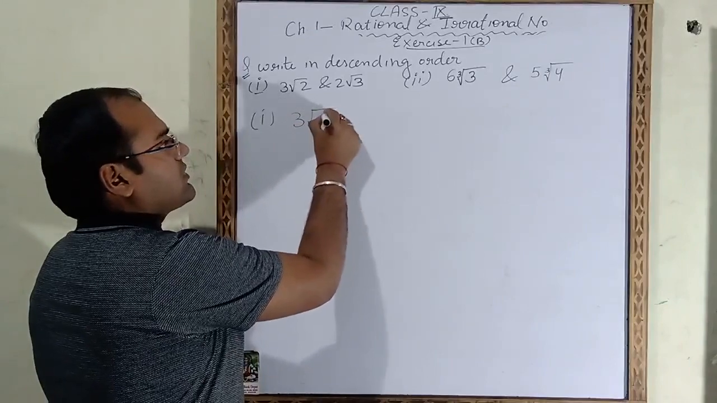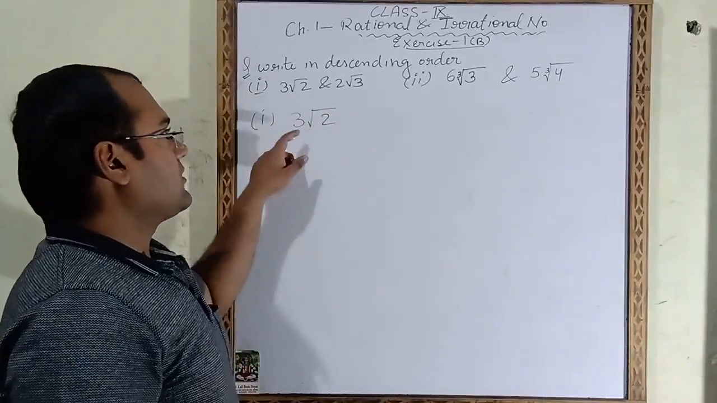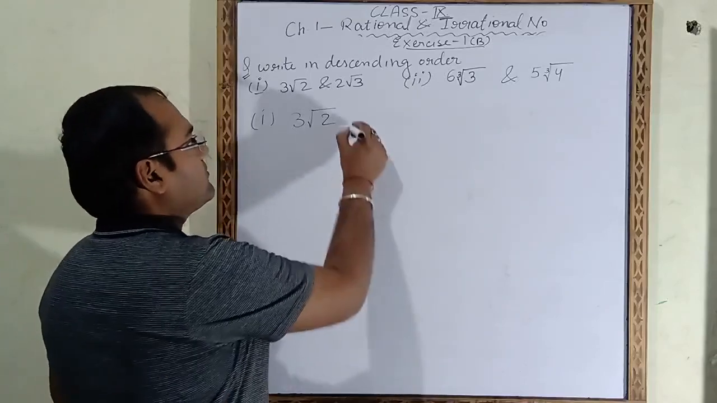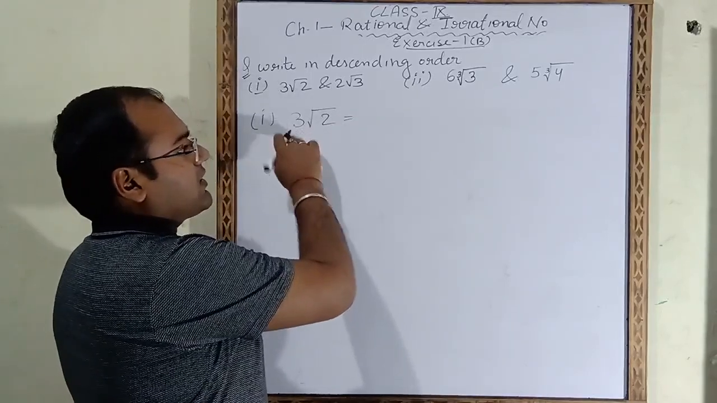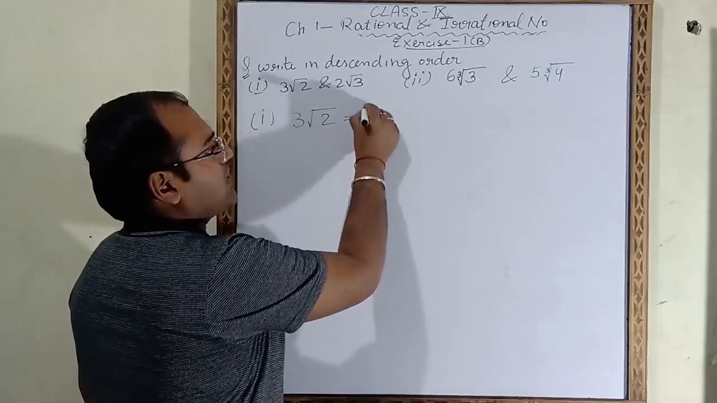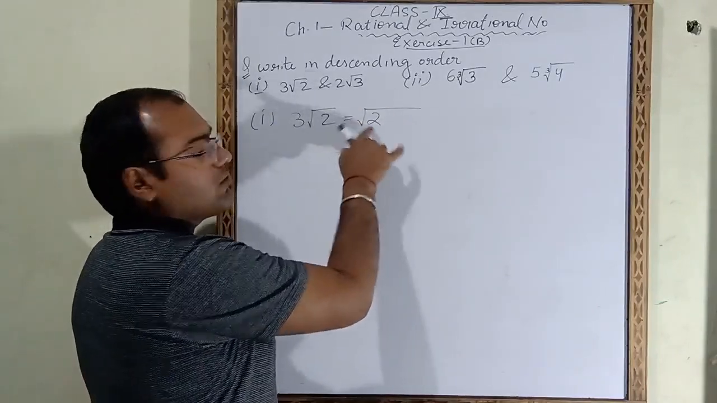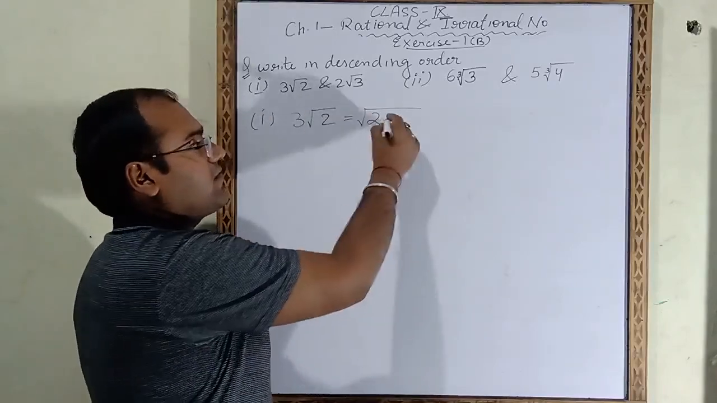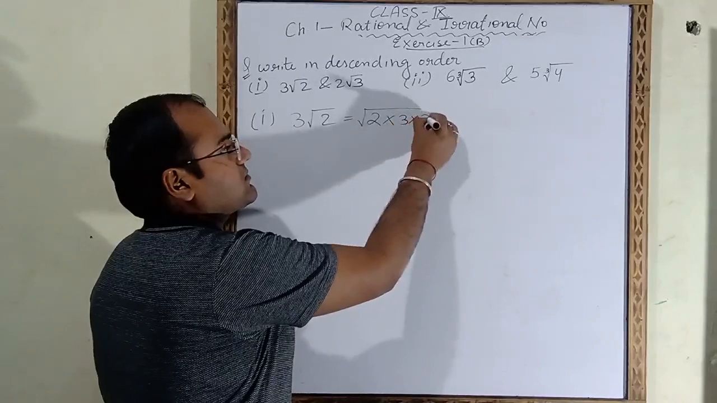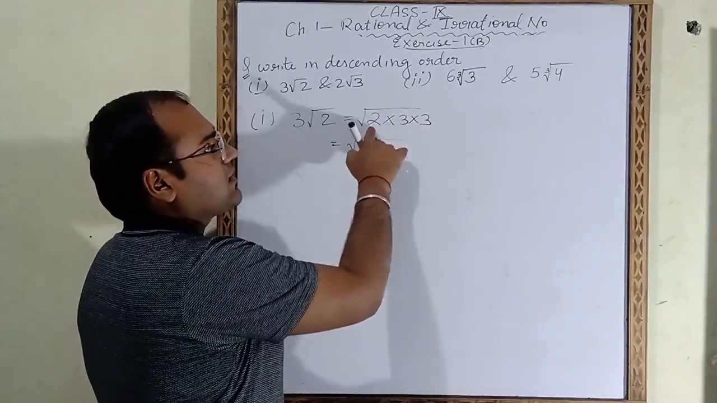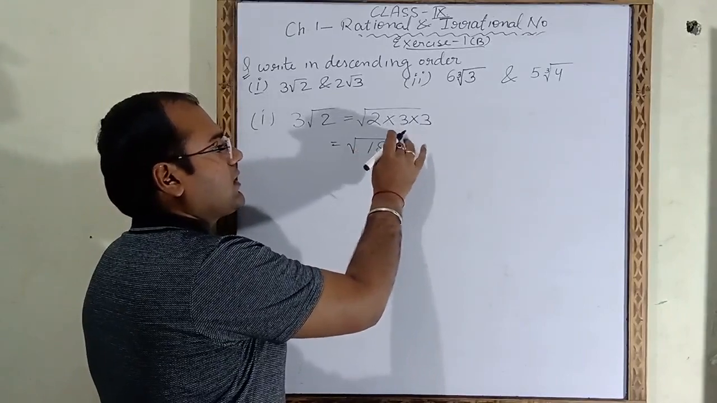3 root 2 is given. This 3 is written outside the square root. So what we will do? We will take this 3 inside the root sign. Already 2 is written inside, and this 2 we have to write as it is. But when we take this 3 inside, we have to take it 2 times. So we will get the square root of 3 3 is 9, 9 2 is 18.